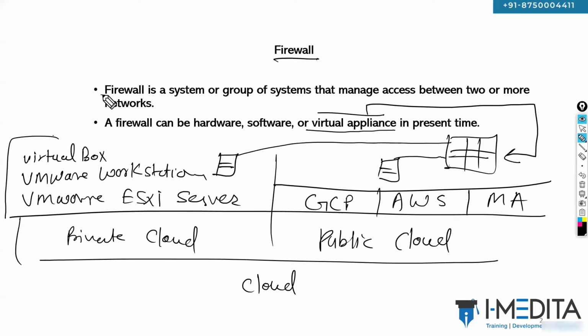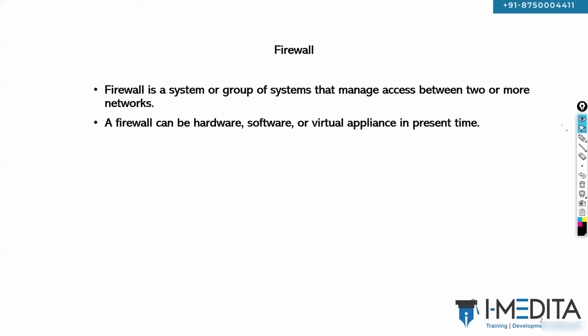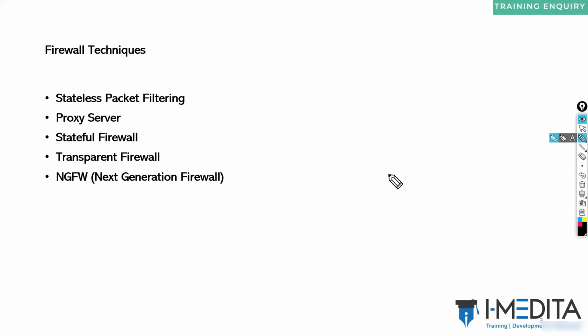What is a firewall? A firewall is a system or group of systems that manage access between at least two or more networks. In present time, a firewall can be in the format of hardware, software, or virtual appliance. After knowing firewall, we want to know firewall techniques. So here are five firewall techniques, some of which we discussed yesterday, and the remaining we will discuss today.